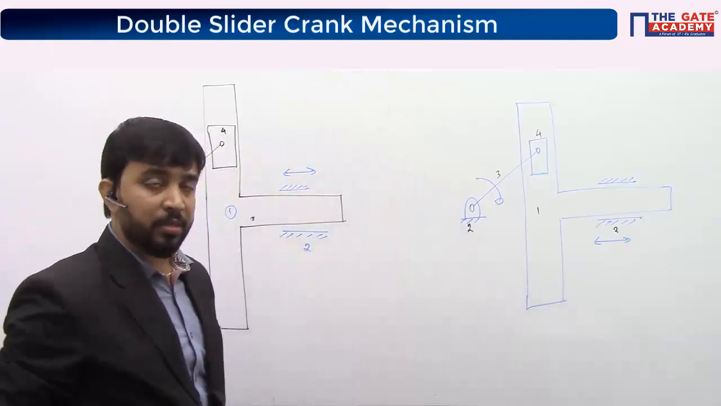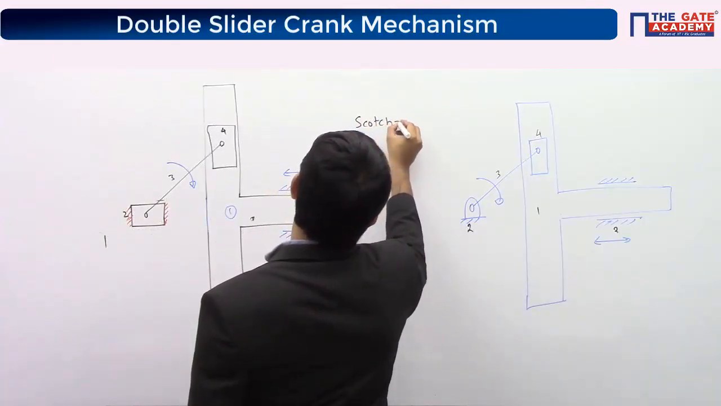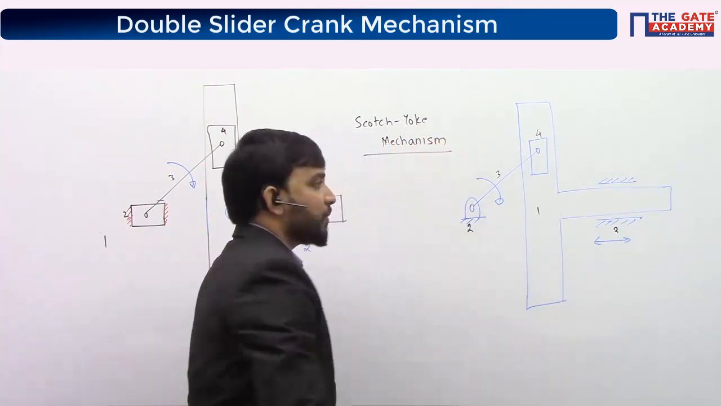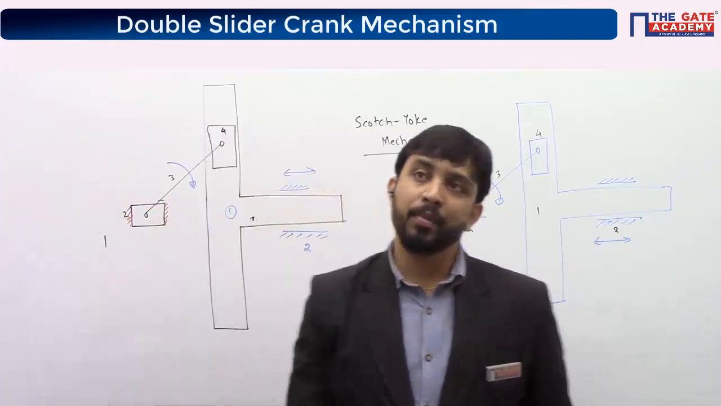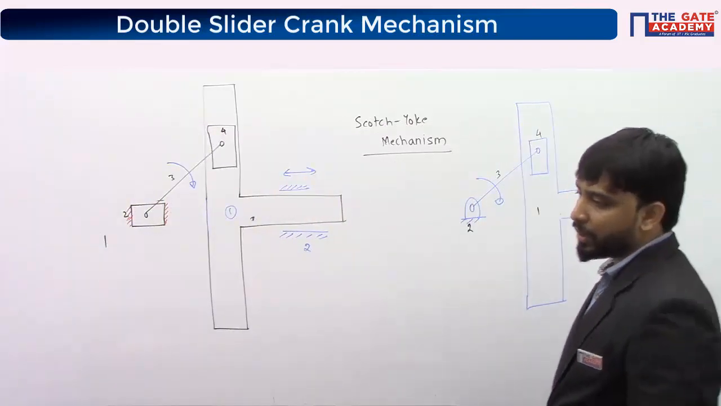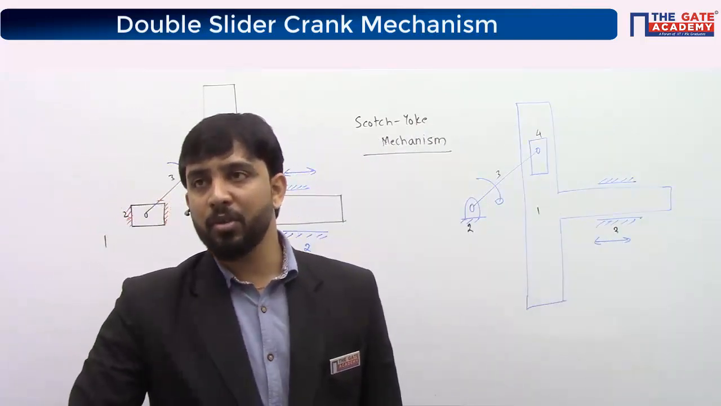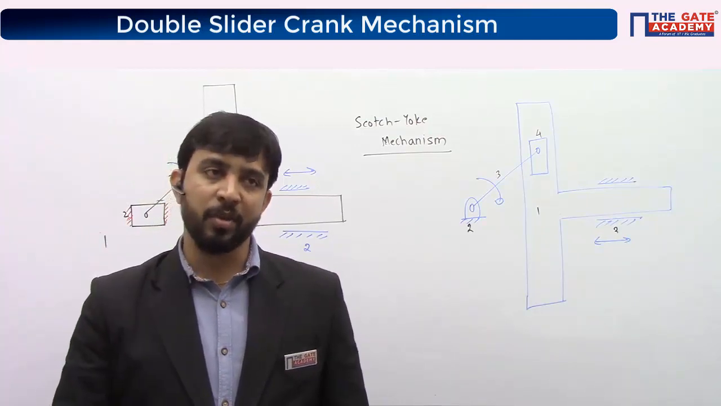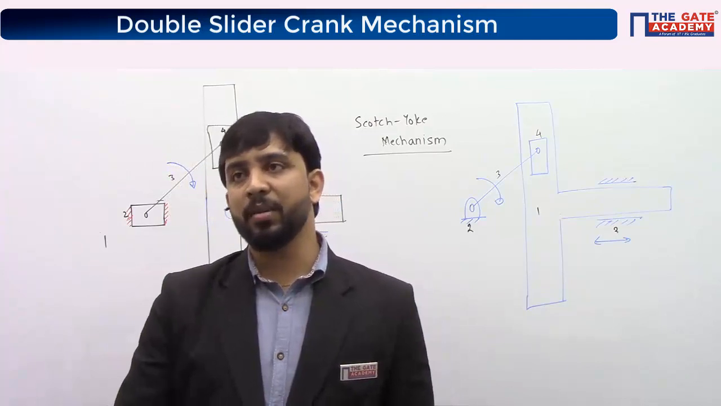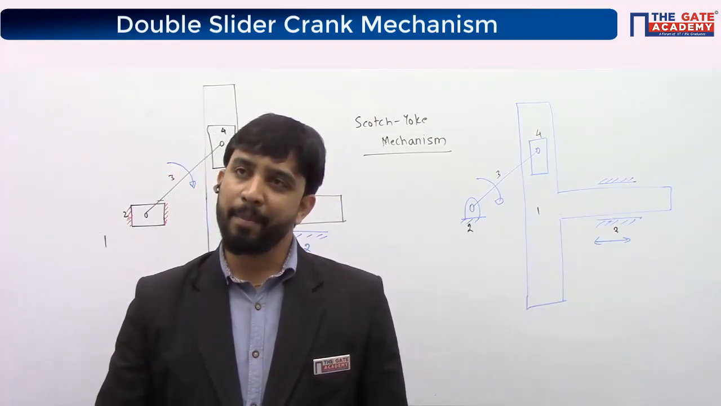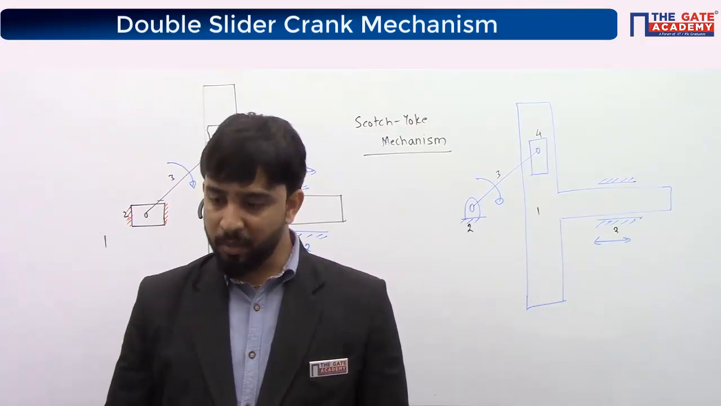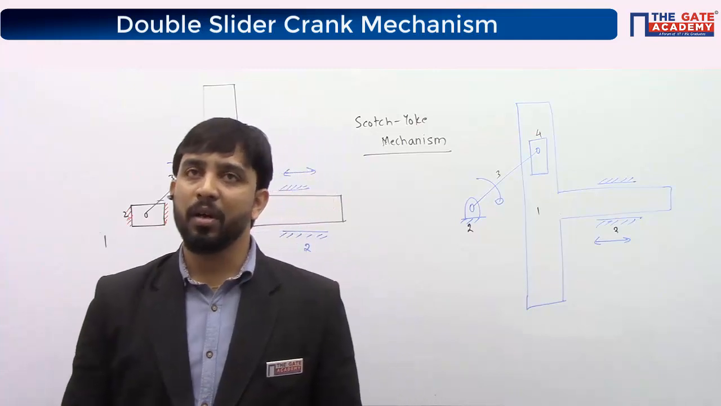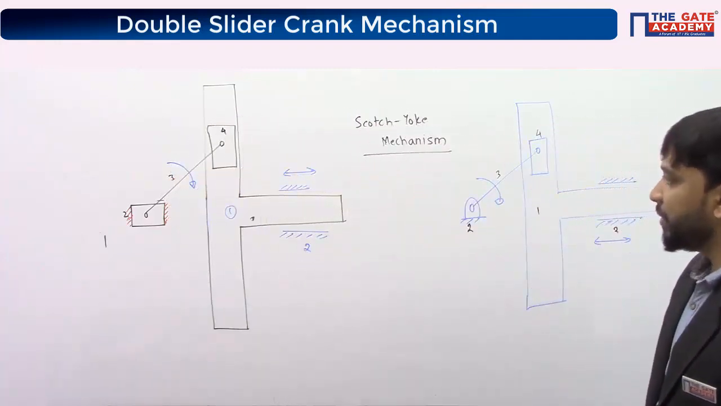This mechanism is called the Scotch-yoke mechanism. The Scotch-yoke mechanism is used for converting rotary motion into reciprocating motion and vice versa, or reciprocating motion to rotary motion. Okay, this is the Scotch-yoke mechanism.